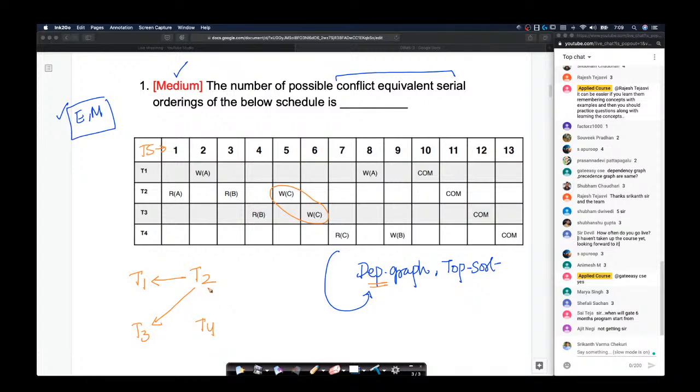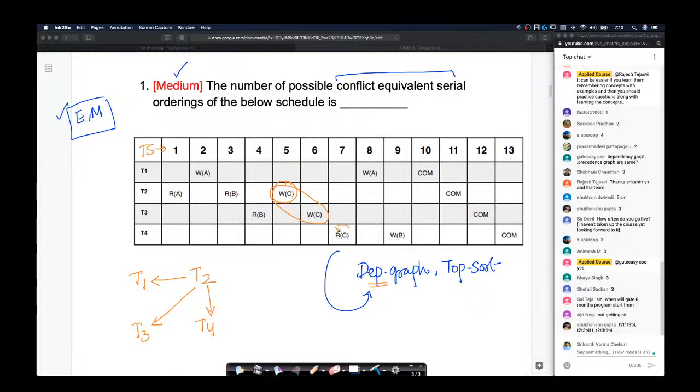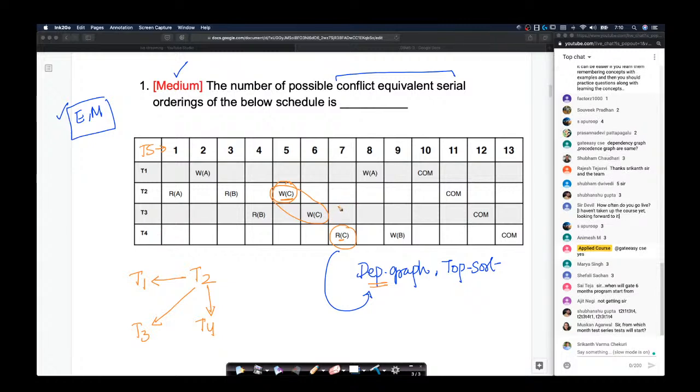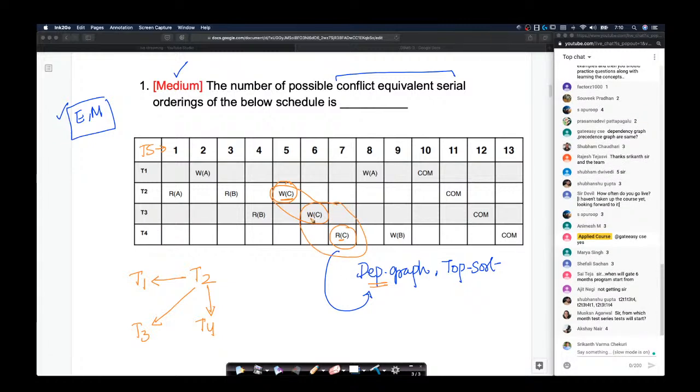Next, look at this. T2 also has an edge to T4. The reason being you have a write here and then you have a read of the same variable. You have write on C, you have read on C. That's why you have this edge. Now T3, T4, is there any edge possible between T3 and T4? Yes, because of this. You have a write followed by read. So because of this write read, you have this edge also. I think I've covered all the cases here. So this will be the dependency graph.